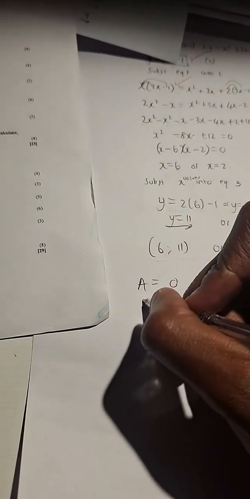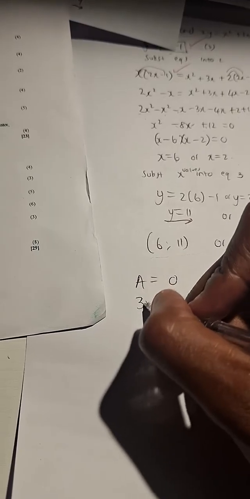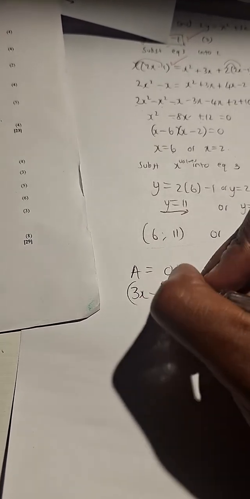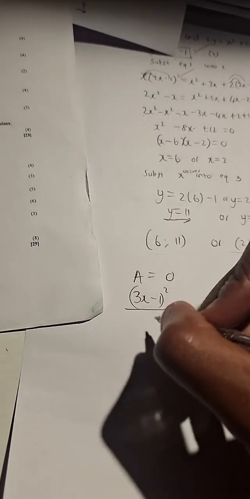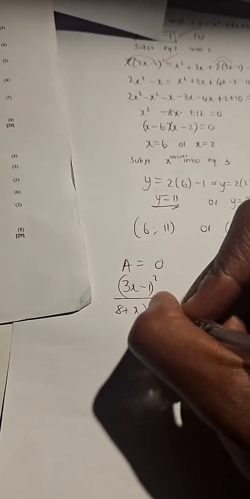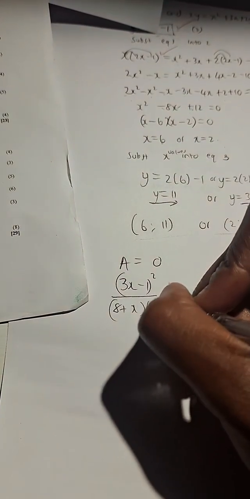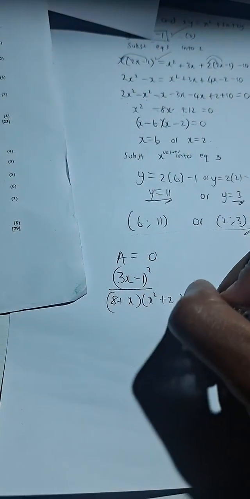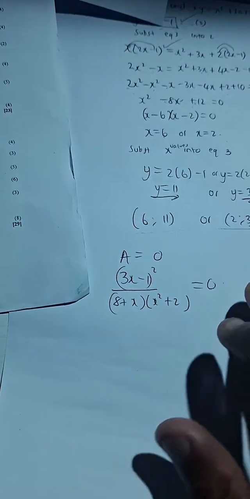They're asking for which values of x is a equal to 0. So remember, a is 3x minus 1, the whole thing squared, over 8 plus x into x squared plus 2. So we are saying all of that is equal to 0.